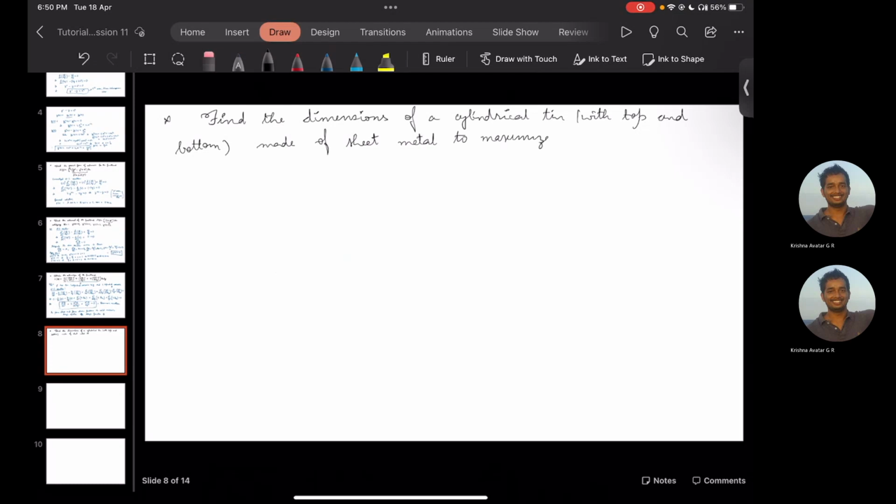to maximize its volume, such that the total surface area is equal to A naught, which is equal to 24 pi. Okay.